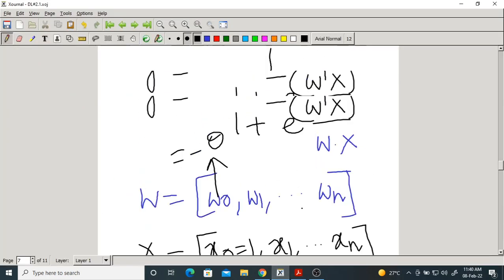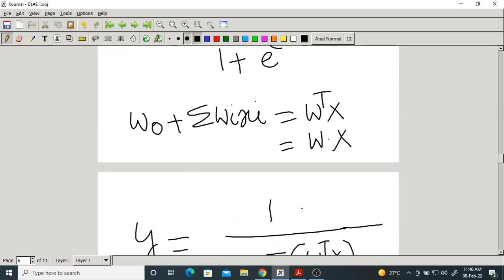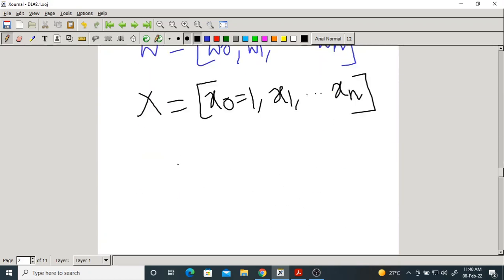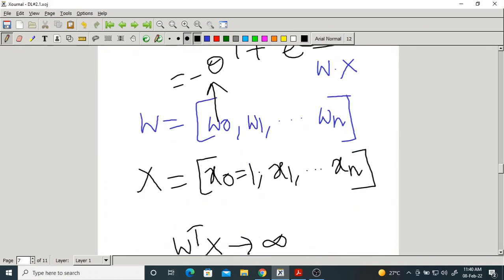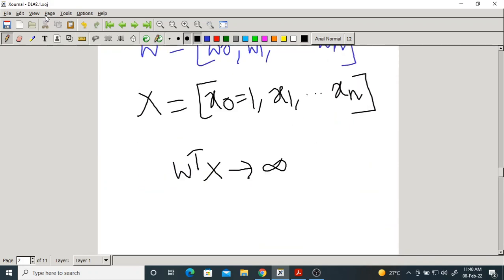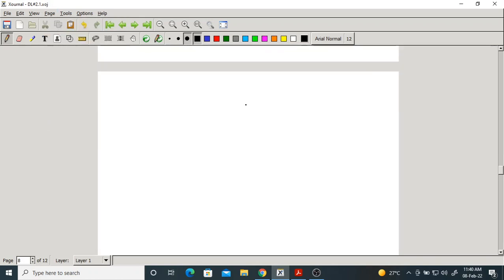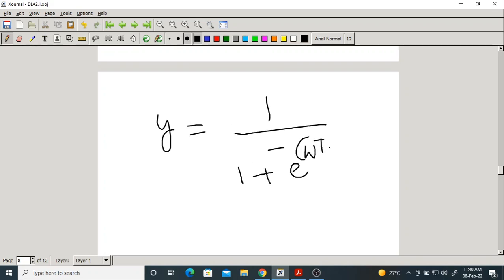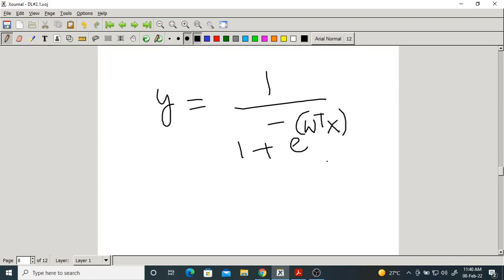Now obviously, from this logic, suppose W transpose x tends to infinity. What would happen? What is the y value? y is 1 by 1 plus e power minus W transpose x. If this is infinity, what would happen? 1 by 1 plus e power minus infinity. So e power minus infinity tends to 0, and this is 1.